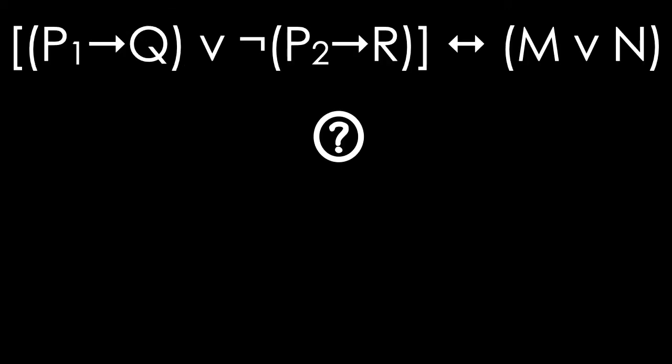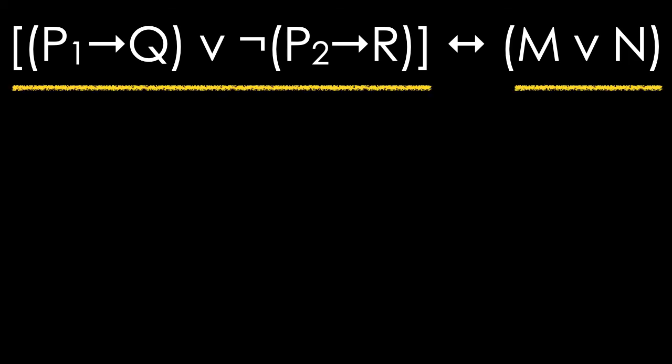So let's go back to this monster. I said it was a sentence of SL, but how can we tell? Well, it's a sentence if we can build it up using our rules. How could we have put this together? Well, we have two parts stuck together with a biconditional. So by the rule, the whole thing is a well-formed formula if the two parts are. But how can we tell about them?